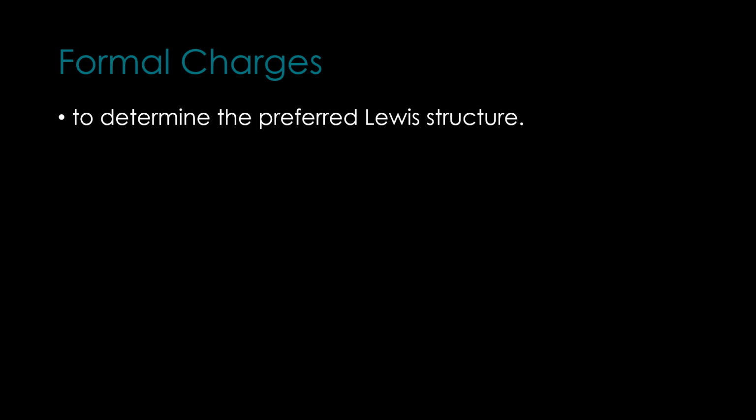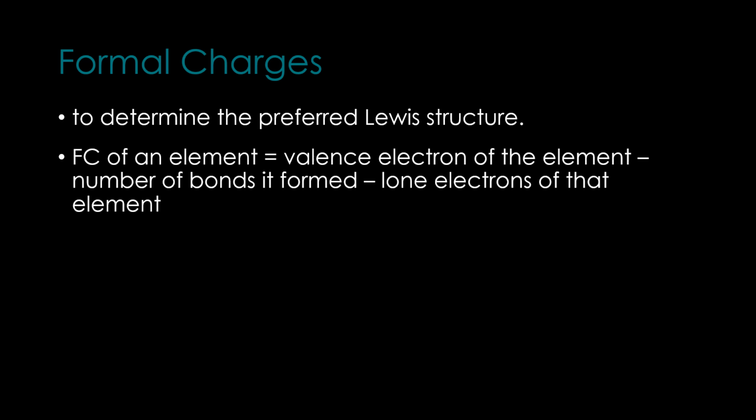Sometimes you may find multiple ways to draw the Lewis structure of a compound. In these cases, you must calculate the formal charge to determine the preferred Lewis structure. Formal charge of an element is equal to valence electrons of that element minus the number of bonds it formed minus the lone electrons of that element.